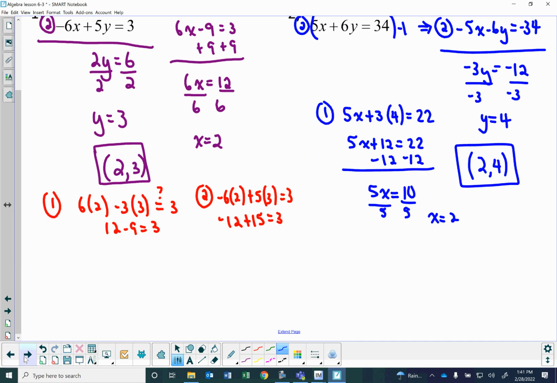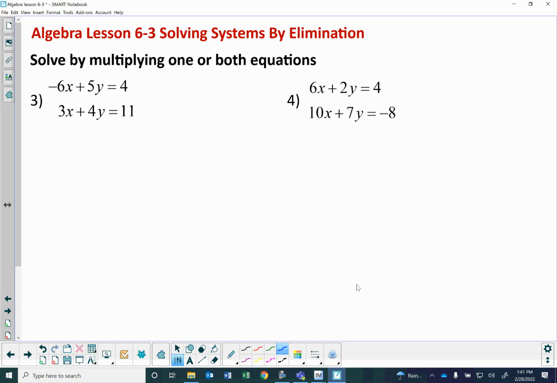Okay, now, what happens when you can't just multiply an equation by a negative and a variable cancels itself out? What do you do then? Well, that's when you can choose to multiply one and/or both equations by something.